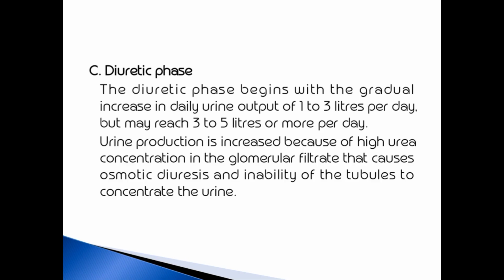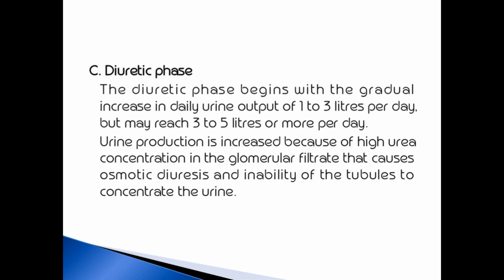If you remember, in the oliguric phase the urine output was less than 400 in a day, but in the diuretic phase the urine output may be 1 to 3 liters per day. Which means there is an increase in the urine output, and this may reach 3 to 5 liters or more per day. Urine production is increased because of high urea concentration in the glomerular filtrate, which causes osmotic diuresis, and the inability of the tubules to concentrate the urine.